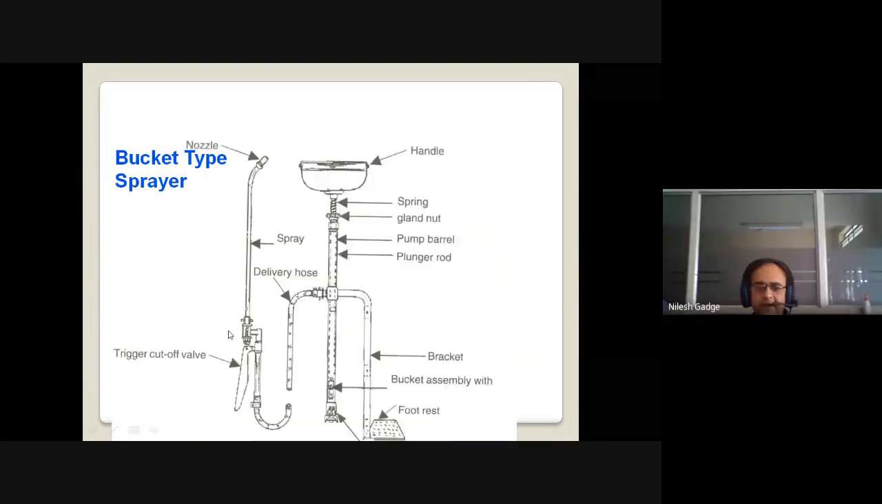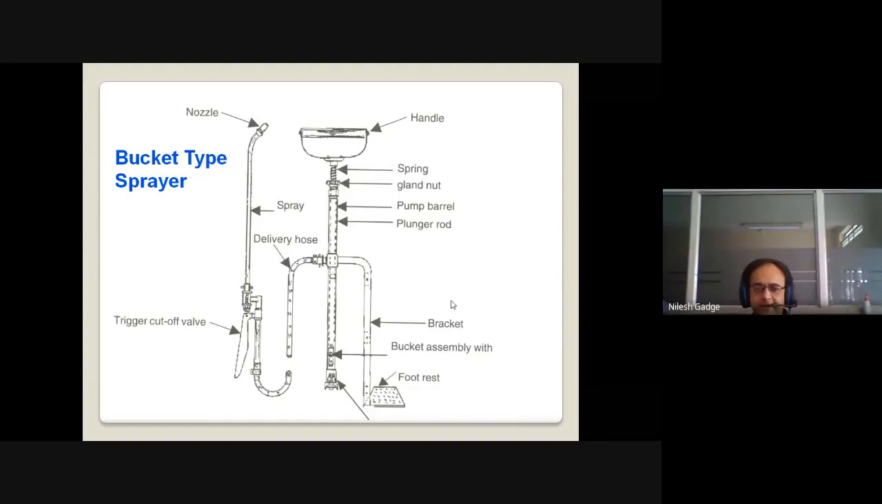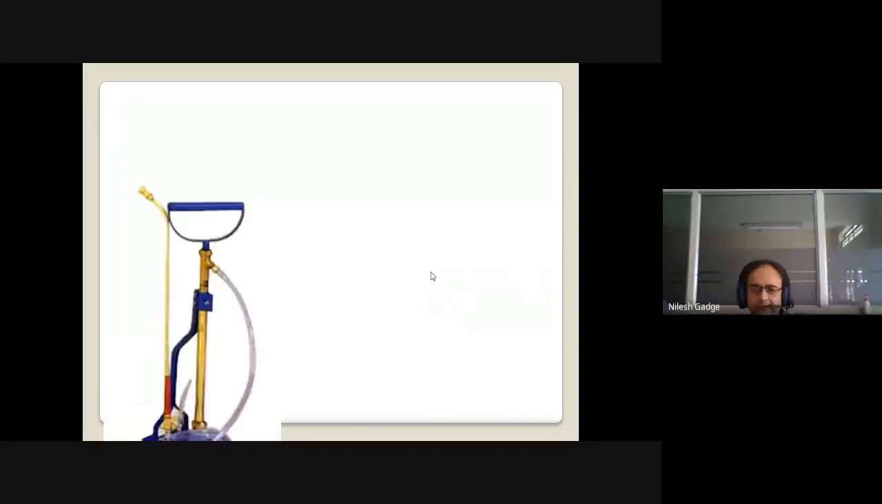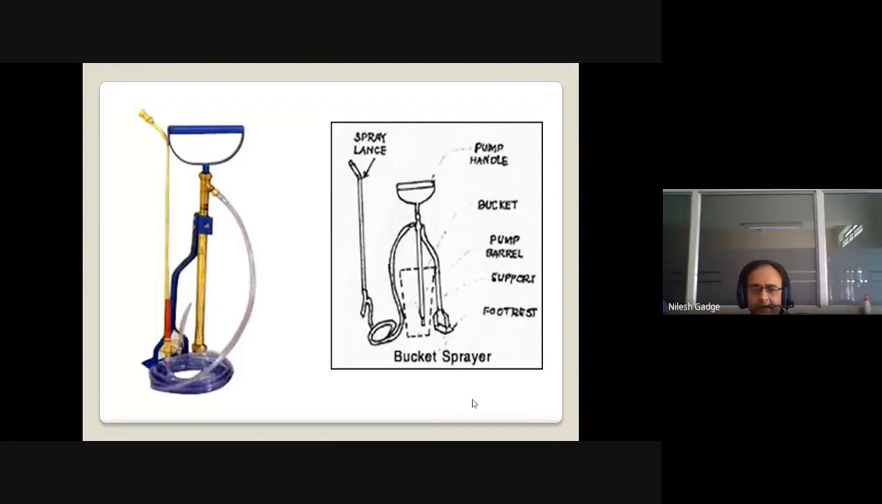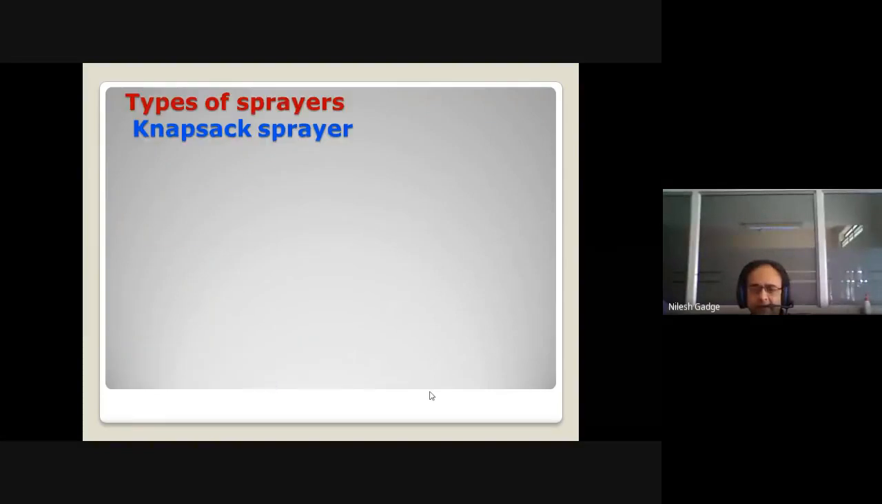Now we'll see the bucket type sprayer. This is the detailed figure, the proper figure of the bucket type sprayer. This is another figure of the bucket type sprayer. There are different figures showing the sprayer.